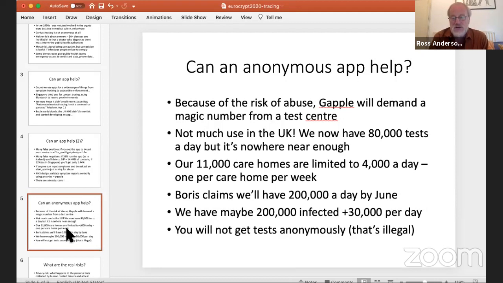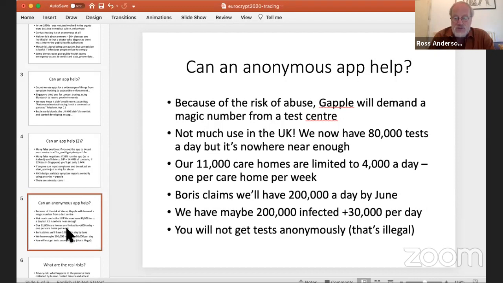We've got 11,000 care homes in Britain where many of the deaths are happening, and they're limited to 4,000 tests a day. That's 1 per care home per week. And they actually need something like 30 tests per care home per day. Now, Boris, our beloved Prime Minister, says we'll have doubled the number of tests by June.